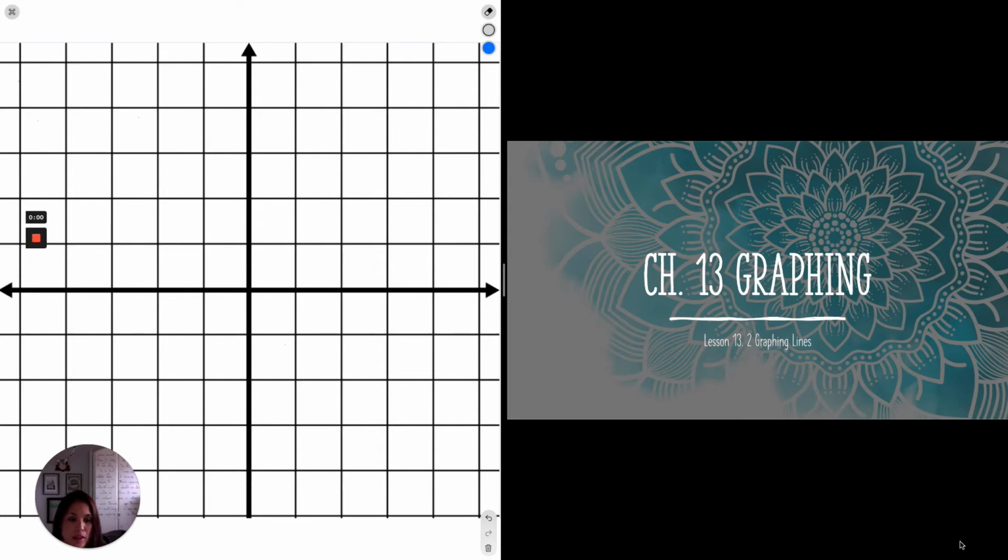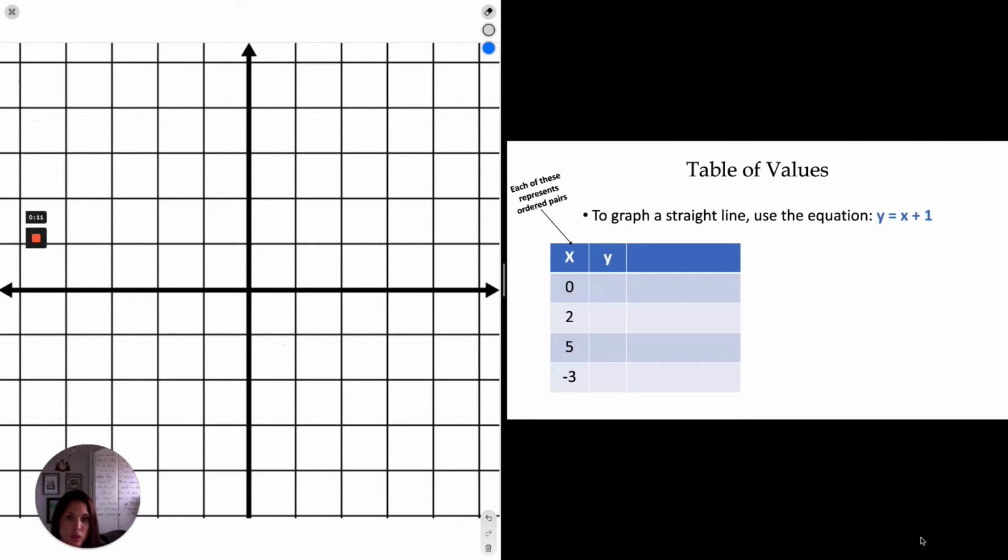Hi class, we're working through chapter 13, graphing, and today you're going to learn how to use an equation to graph a line. So you first want to look at the equation that is given to you in order to graph the line. You'll notice in this equation, y equals x plus 1, you are given a y and x variable, and this is going to end up as your ordered pair.